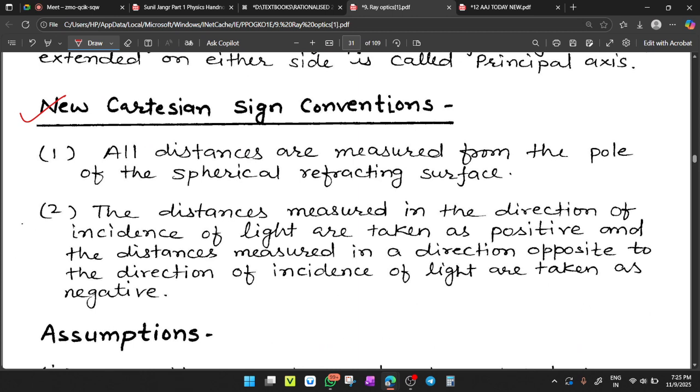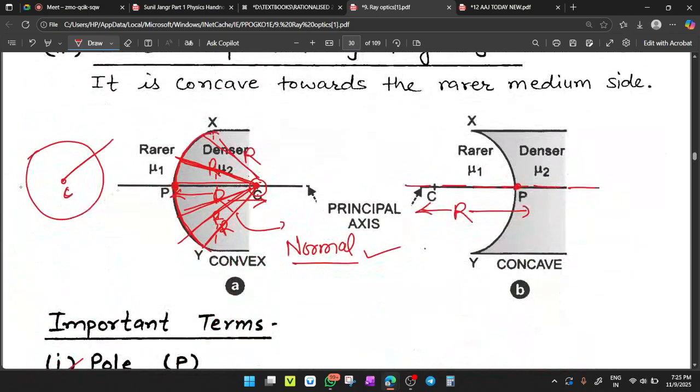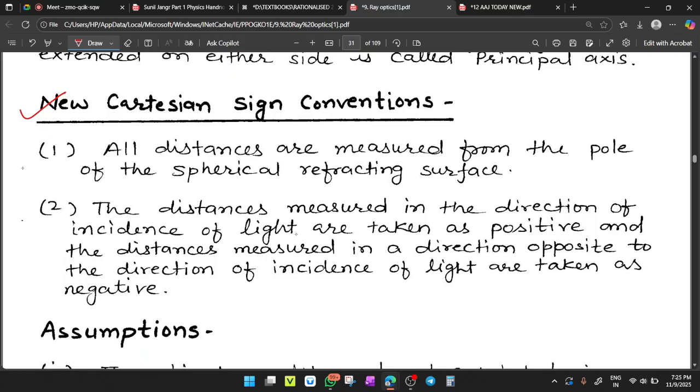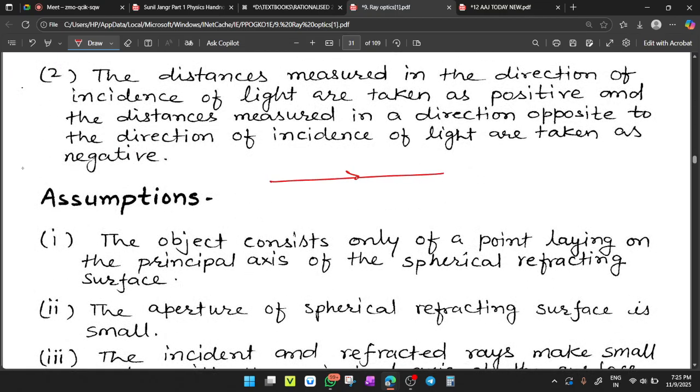Now Cartesian coordinate sign convention, same as before. First thing, all the distances are measured from the pole. Second thing, all the distances measured in the direction of the incident ray of light are taken as positive. If your light is coming from left to right and your pole is here, and you measure your distance in the direction of the incident ray, that will be taken as positive. And the distance measured in the direction opposite to the incident ray of light will be taken as negative. Understood? The same rules of sign convention are usable.